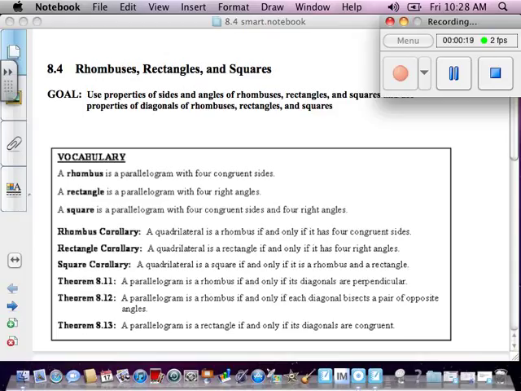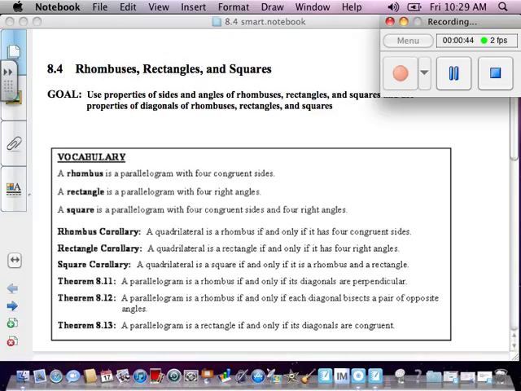So that still means all the other rules that apply for a parallelogram apply to a rhombus, except a rhombus has one more rule. It has 4 congruent sides. A rectangle is a parallelogram, except it has 4 right angles. And a square is like a rhombus and a rectangle had a little baby, and it was a square, so it has 4 congruent sides and 4 right angles.